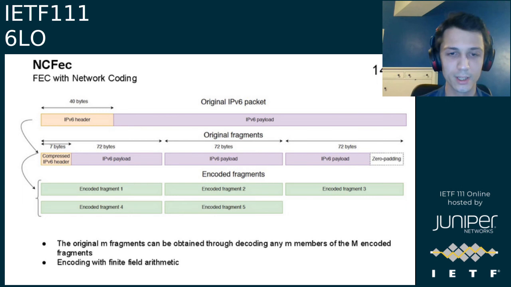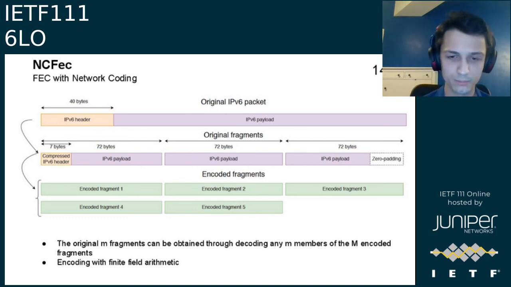And what will happen is we use an encoding algorithm based on finite field arithmetic, which has the important property that you only need to receive the same number of fragments as the original fragments in order to reassemble the packet. So in this example, we have 3 original fragments and 5 encoded fragments, and you can receive any combination of 3 of the 5 encoded fragments in order to recover the packet. This gives us a lot more flexibility regarding the combination of fragments that will be received, and will increase the reliability of the transmission.